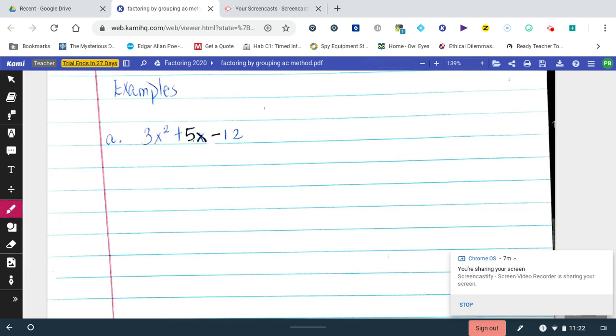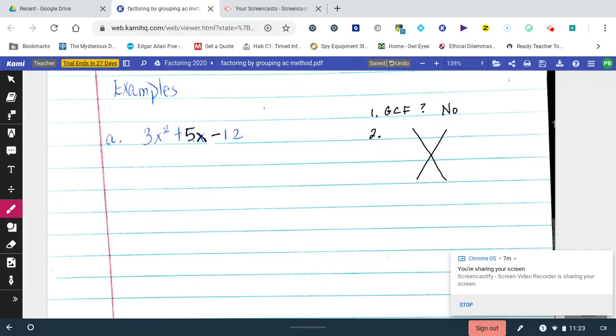So the very first thing was look for a GCF, okay? Do we have a GCF among all 3? So we have 3x squared, 5x, and 12. Is there a GCF between all of those? No, there is no GCF. And then step 2 is to do the x method, okay?